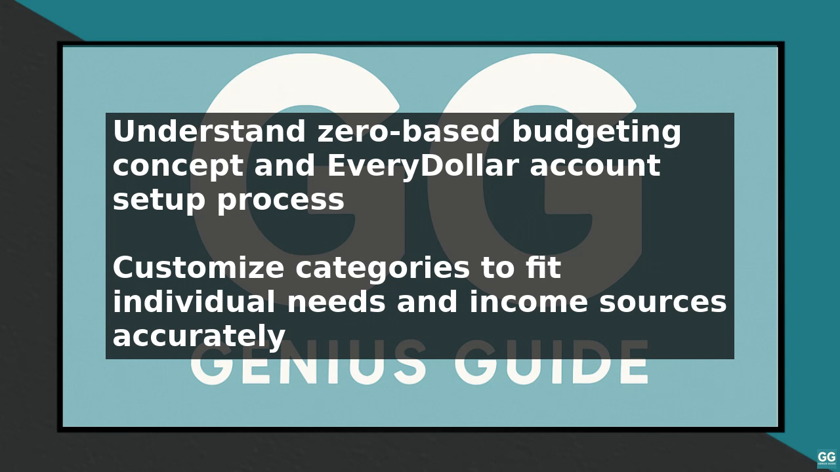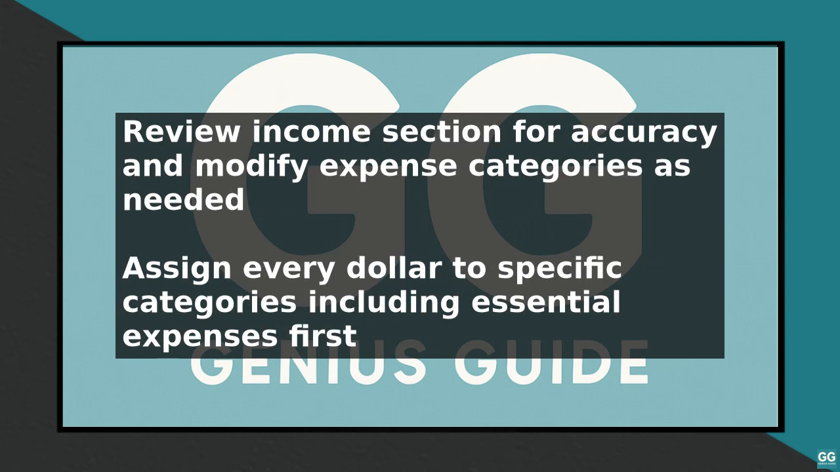First, review the income section and ensure it accurately reflects your monthly income. Then, move on to the expenses section, where you can add, remove, or modify categories as needed. For example, if you have a car loan, you can add a category for car loan payments. If you have a hobby, you can add a category for hobby expenses.